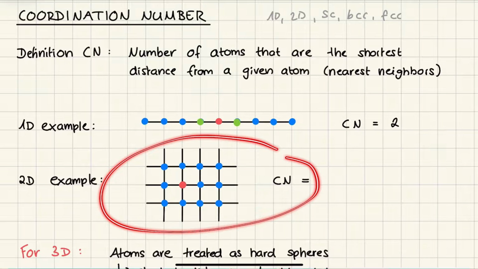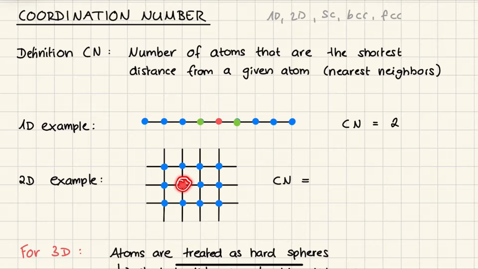Let's look at a two-dimensional example. We have chosen this one as our observation point, and now we have to look for its nearest neighbors. Of course, all of those are neighbors, but only the ones connected with straight lines are the nearest neighbors, because this diagonal is longer than the straight line. So the shortest distance is this one. There are 4 of those, which means that this grid has a coordination number of 4.